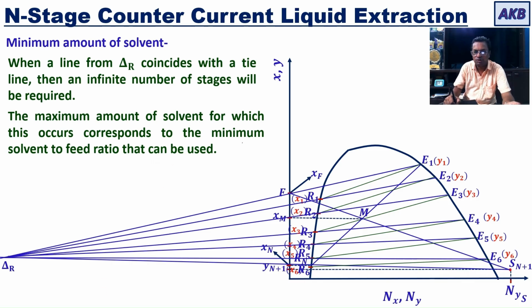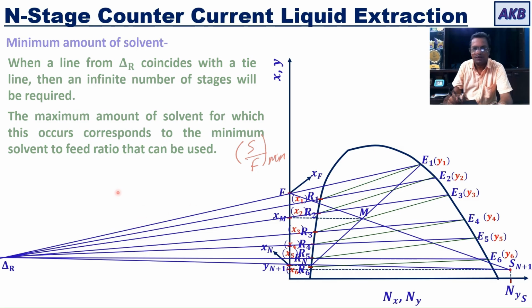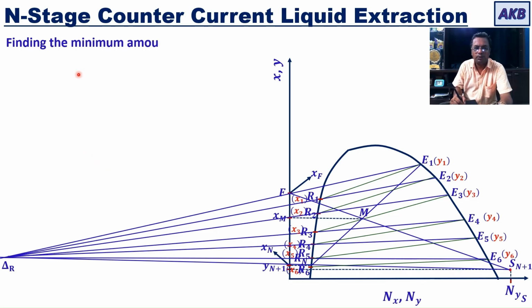It corresponds to the minimum solvent to feed ratio that can be used. This is possible when a line that originates from delta R, that is this blue line, coincides with the tie line, that is the green line. How to find the minimum amount of solvent?